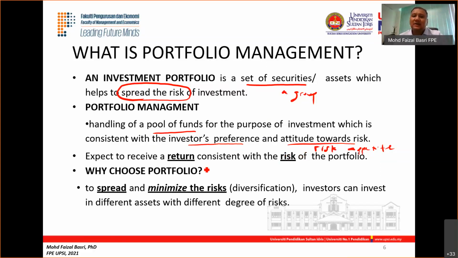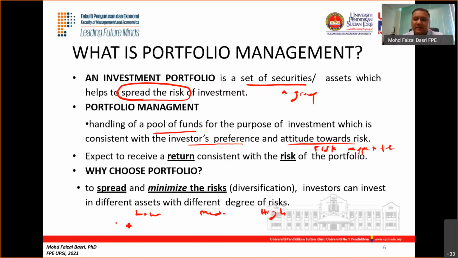Okay, and as I said tadi, why we have to do portfolio, the keyword is to minimize the risk due to the diversification, whereby we split our principal, our amount of investment, to a smaller amount for every type of investment. And therefore, investors can invest in many types of investment because every investment will have a different degree of risk. Okay, ada certain types of investment, high risk, ada yang low risk. Okay, so maybe kalau you nak split, kita ada low risk, medium and high.